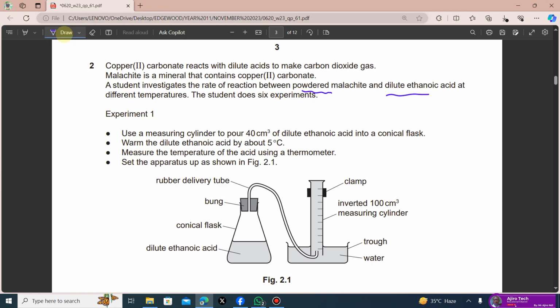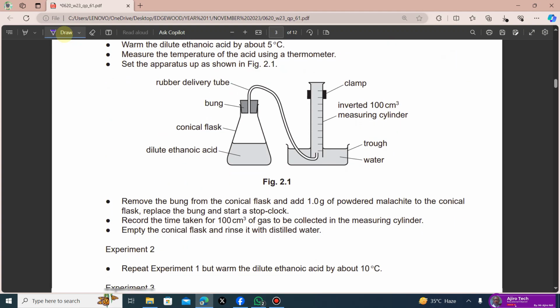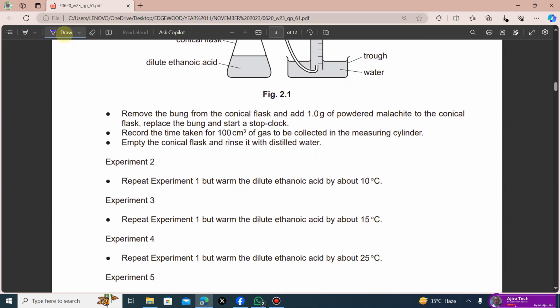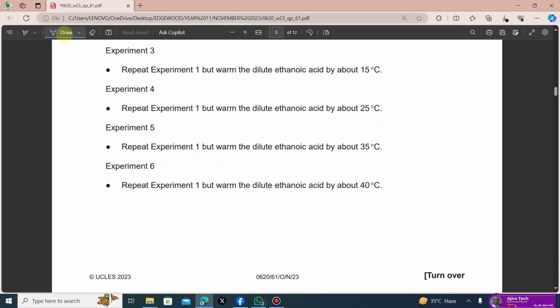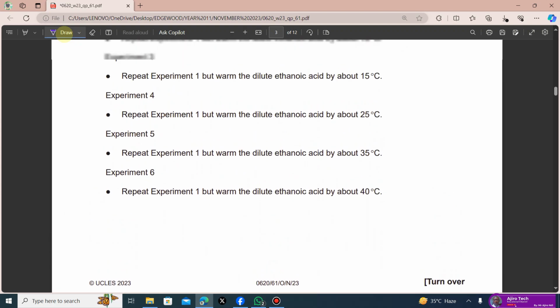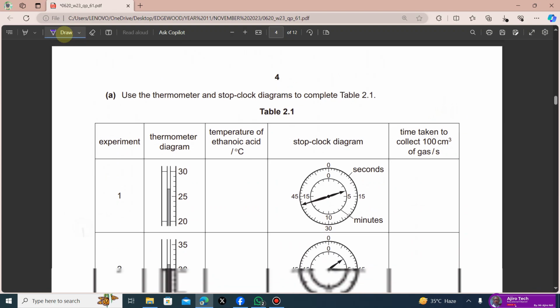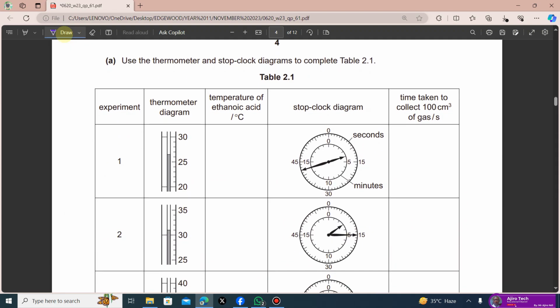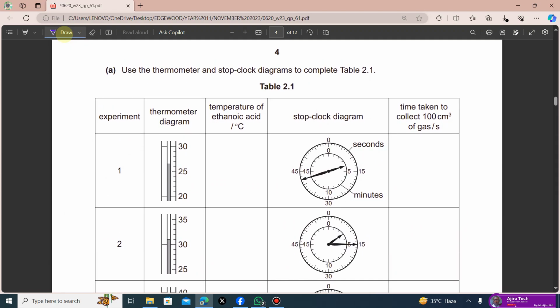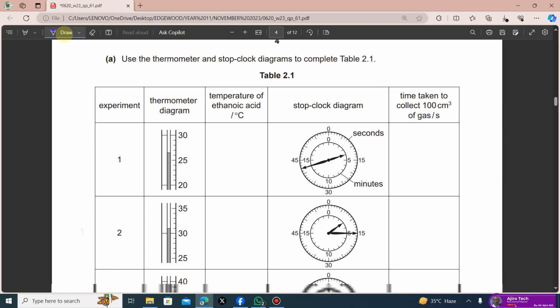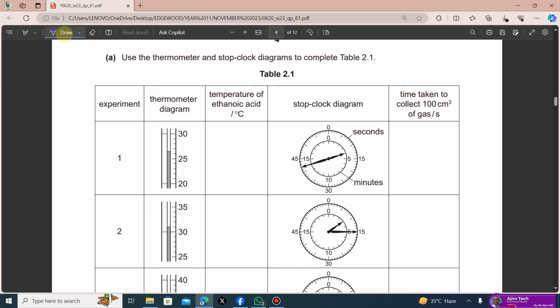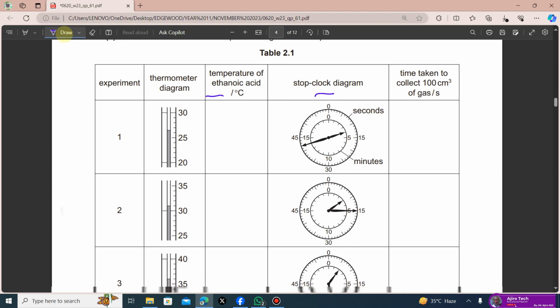All right, this is the setup for the whole experiment and each detail of what happens in each of the experiments. Because of our time, we'll just go straight to answering the questions involved in this particular question number. What the first question wants us to do is to simply pick out the temperature readings on the thermometer and on the stop clock. So that's what we'll do as fast as possible.